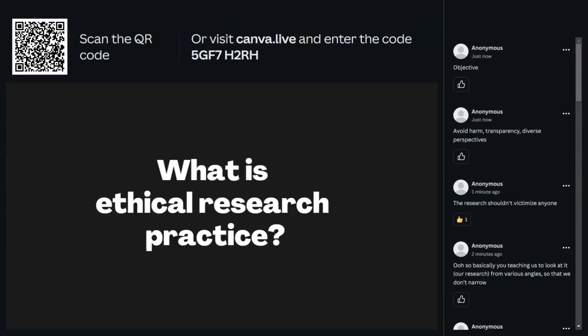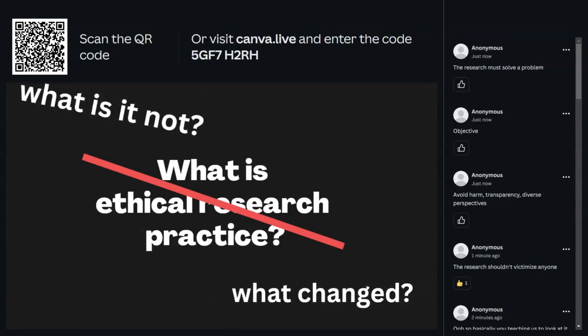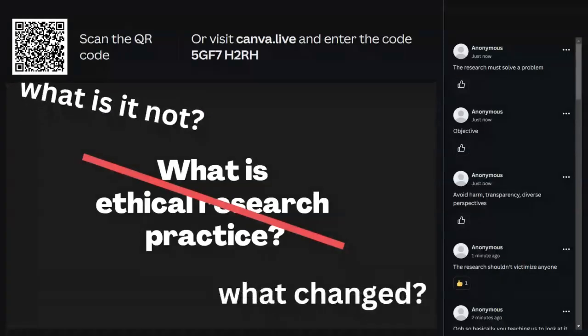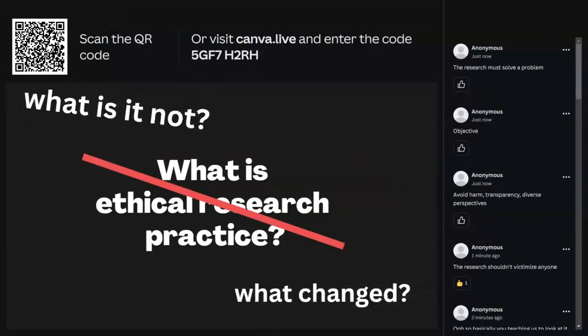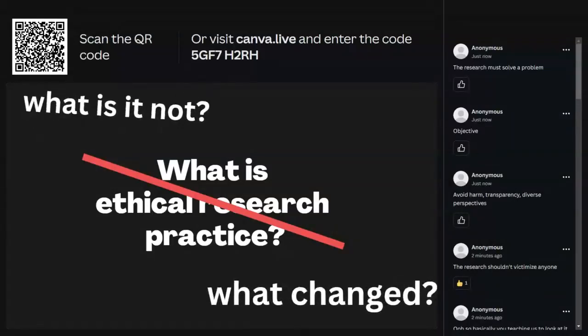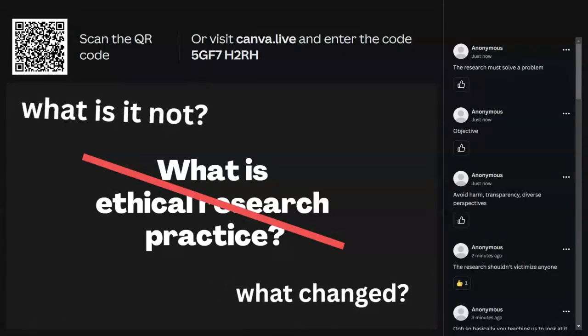But for this particular essay or response, you're not going to start by defining ethical research in its simplicity as it is, but you're almost going to write what ethical research practice is not and what has changed. And it allows you to give a creative way and a new perspective without plagiarizing or paraphrasing or without putting yourself in harm's way by responding.